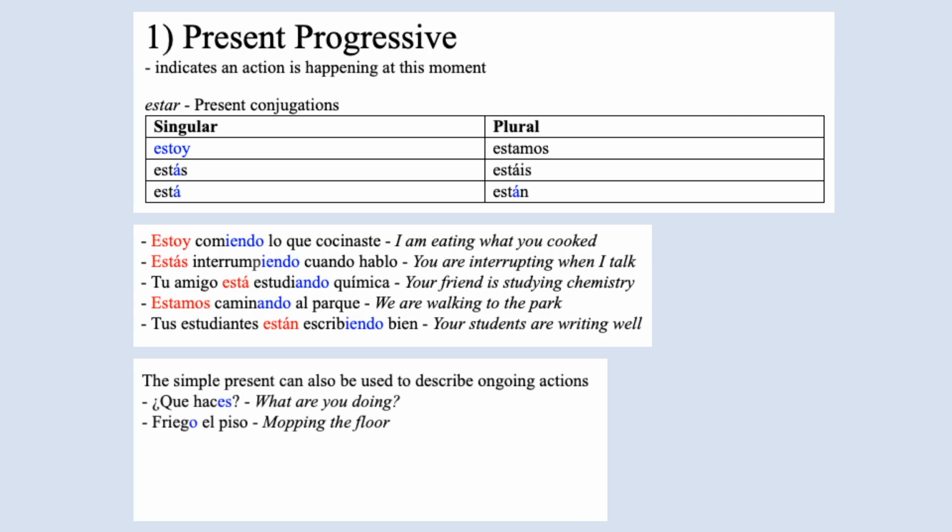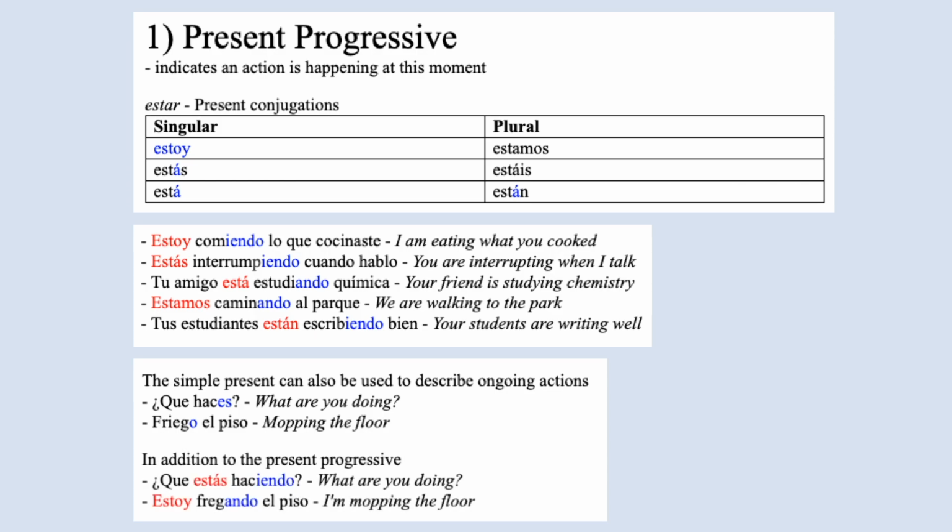The simple present can also be used to describe ongoing actions. ¿Qué haces? Friego el piso. As well as the present progressive. ¿Qué estás haciendo? Estoy fregando el piso.